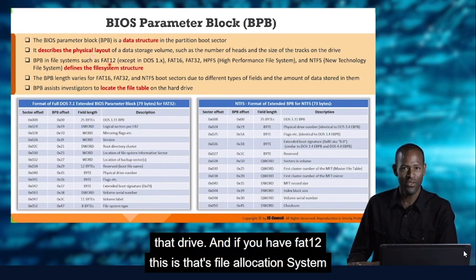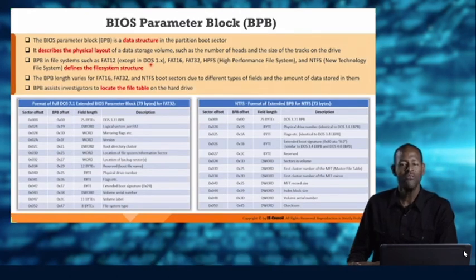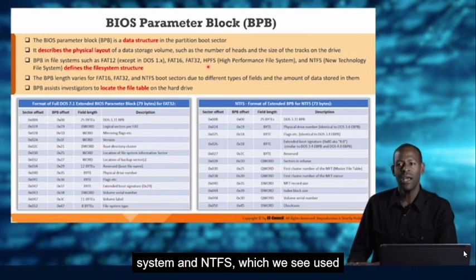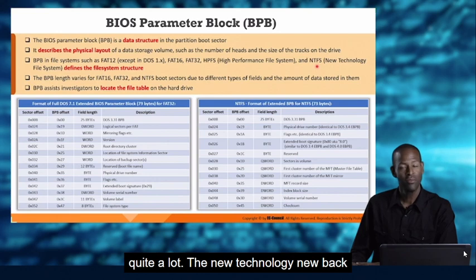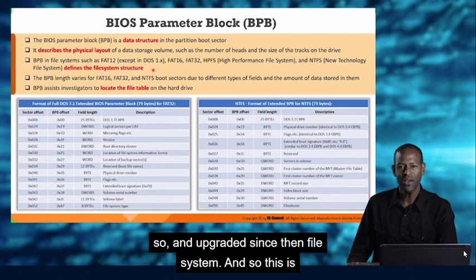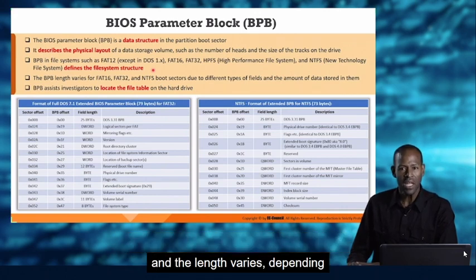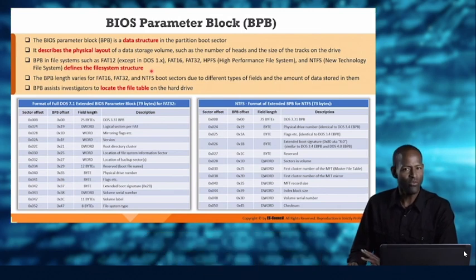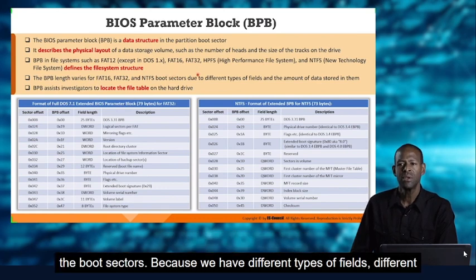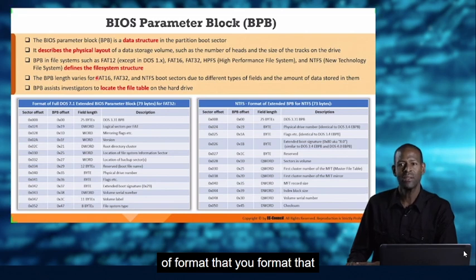And if you have FAT12, that's file allocation system 12, that's a long time ago. That was way back in the DOS days. FAT16, FAT32, HPFS, which we don't see used very much anymore, the high performance file system, and NTFS, which we see used quite a lot. The new technology, new back in 1991 or two or so, and upgraded since then, file system. And so the BPB defines that file system structure, and the length varies depending on if you're running whatever version of FAT or NTFS. So that length varies for those boot sectors, because we have different types of fields, different types of data stored depending on the different type of format that you format that disk.